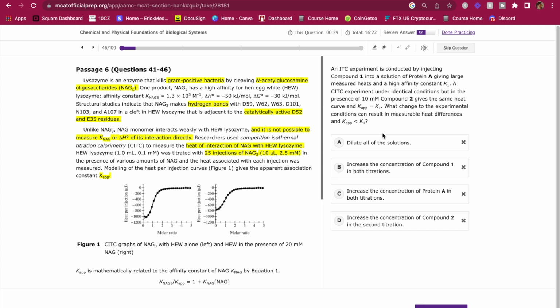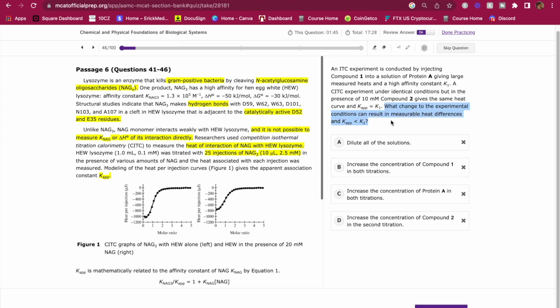All right, so the K1 is the affinity constant. This is compound 1 in a solution of protein A. It's giving large amounts of heat out, and it has a high affinity constant. When we add a concentration of 10 millimolar of compound 2, what happens? We get the same amount of large heat, and we get that KAPP equals K1. So the affinity is the same, the association constant is the same, and the amount of heat given off is the same, even though we added compound 2 to this experiment. They want to know what to do so that we have differences in heat and the affinity constants change.